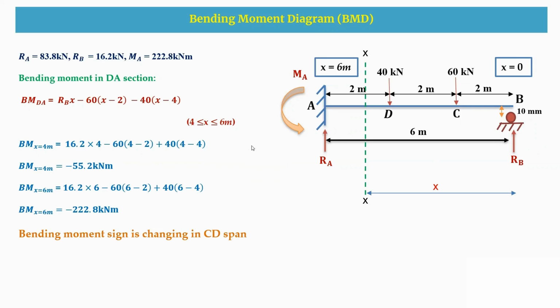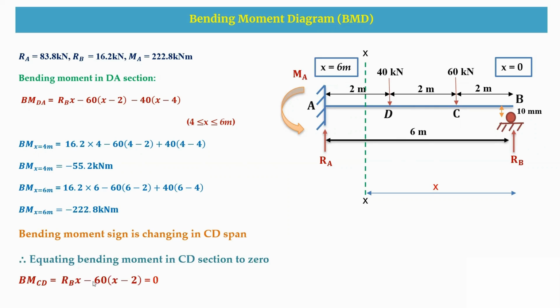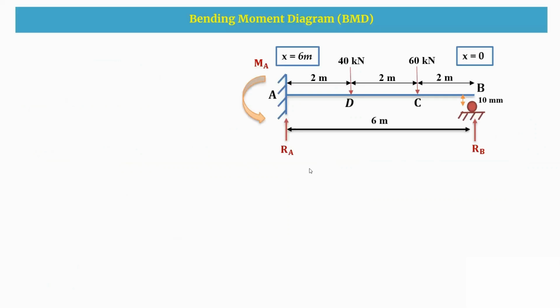Now, as we already discussed in the previous slide, the bending moment sign has changed in the CD span. So I'm equating the bending moment equation to 0 in the CD span. Now I got X equal to 2.74 meter. So this is the point of contraflexion. In the next slide, we are going to draw the bending moment diagram.